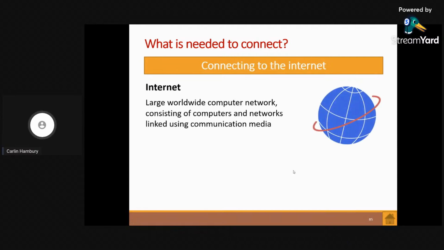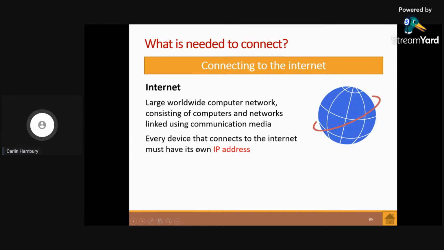What is the internet? First of all, it is the large worldwide computer network, exactly what we said, consisting of computers and networks linked using communication media. What did we say a network is? Two or more computers connected through some sort of media for the purpose of sharing information. What do we do on the internet? We share info. What is the internet? A large worldwide computer network. Is it linked using some sort of media? Yes, it is. Okay, so you can see PAN, HAN, LAN, WAN, all the way up to the internet, they all work on exactly the same principle.